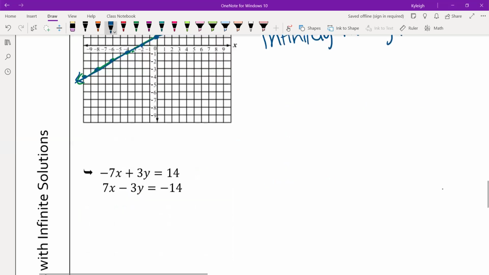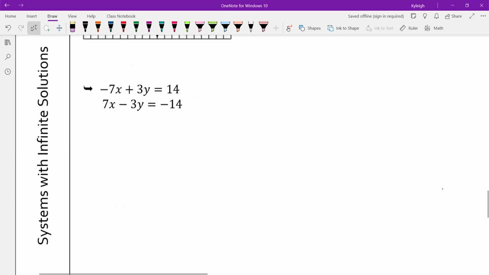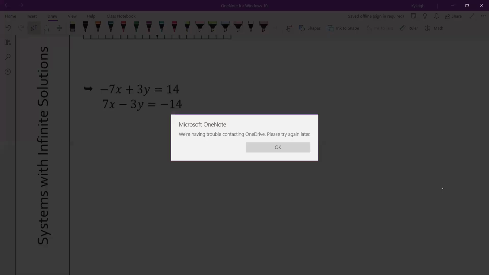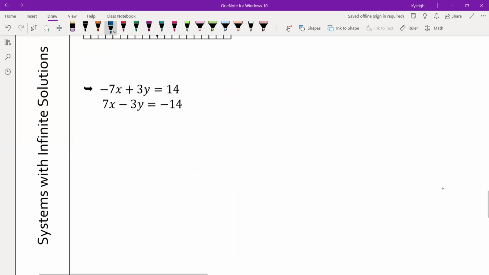Let's go to the next one. So I'm looking at this next one. I have nothing solved. So we are just going to use elimination. And I'm looking for my x's to be the same number or my y's to be the same number, but opposite signs. So since that's the case, I'm just going to add these up.